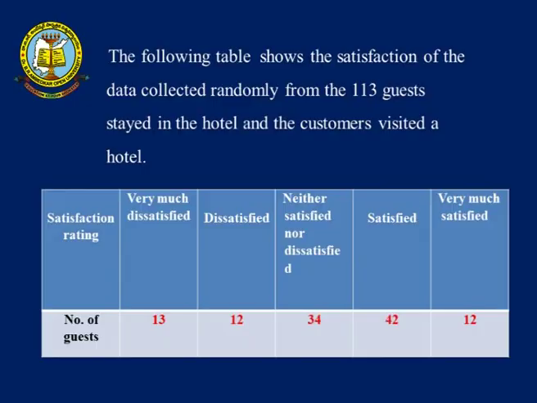So, I can take one example in qualitative data. The following table shows satisfaction data collected randomly from 113 guests who stayed in a hotel. Satisfaction rating, number of guests: very much dissatisfied 13 members, dissatisfied 12 members, neither satisfied nor dissatisfied 34 members, satisfied 42, very much satisfied. The classification is like this, where a rating is given.